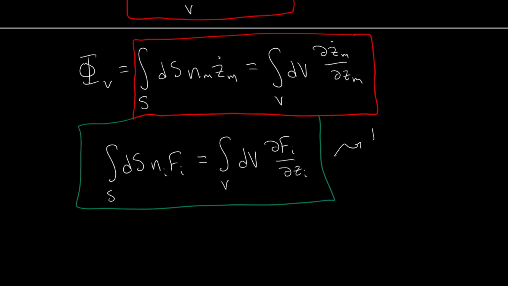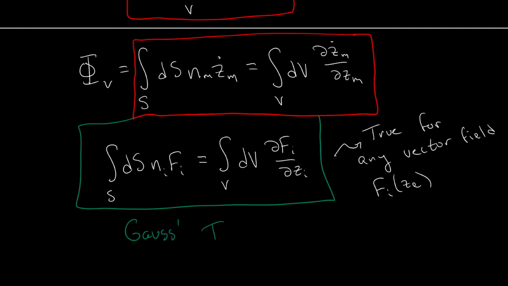This is true for any vector field f, and in this case it's a function of z. And this is known as Gauss's theorem. Or it's also called the divergence theorem. Very, very important. Shows up everywhere. This is a very, very important relation. And it's actually pretty simple if we think about it.